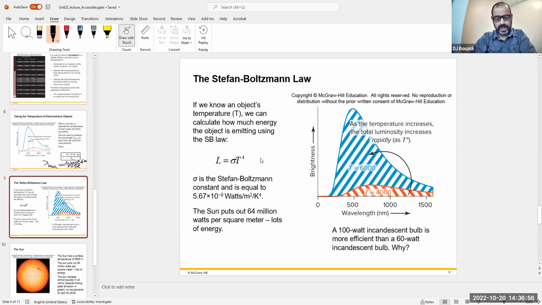I may have to do it personally. If 5,000, that's what, 25 million. Yeah, but don't forget you have 10 to the negative 8 in here. That's going to drop it down. Okay. Yeah, so that's basically in a nutshell what that number is. 64 million joules per second per square meter.